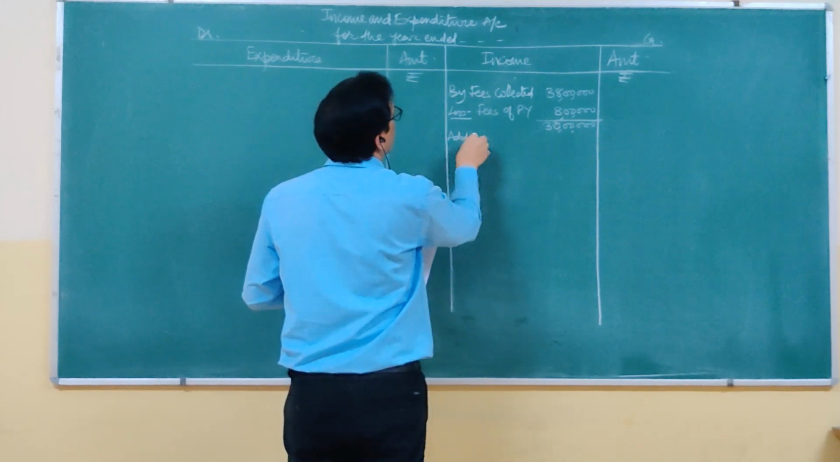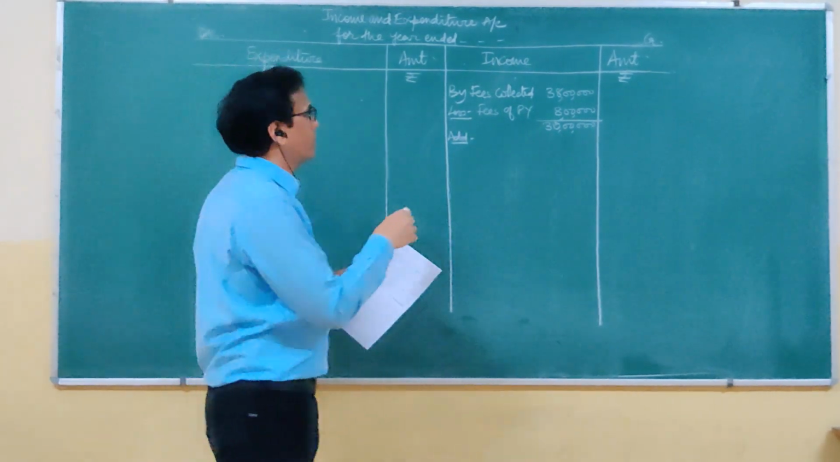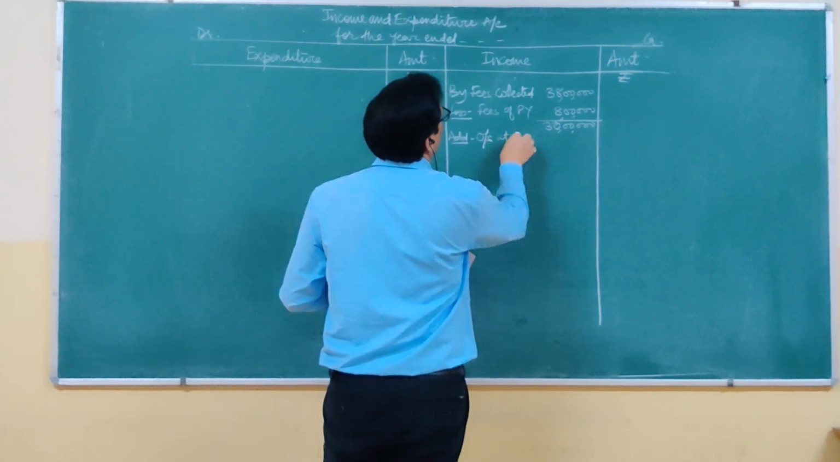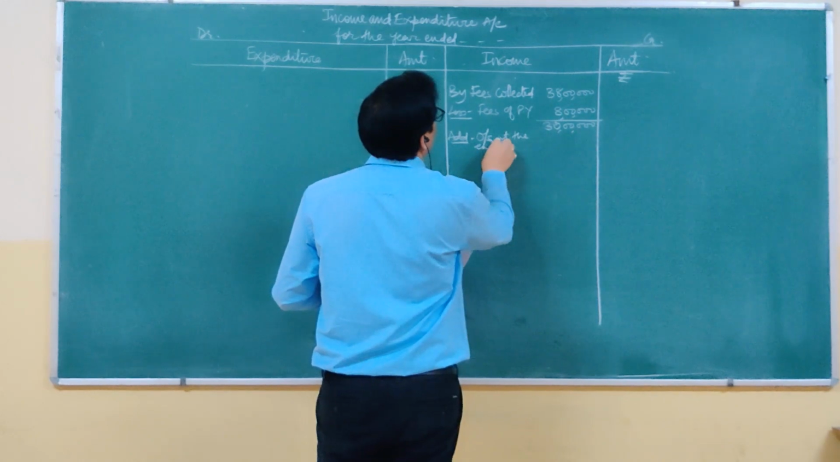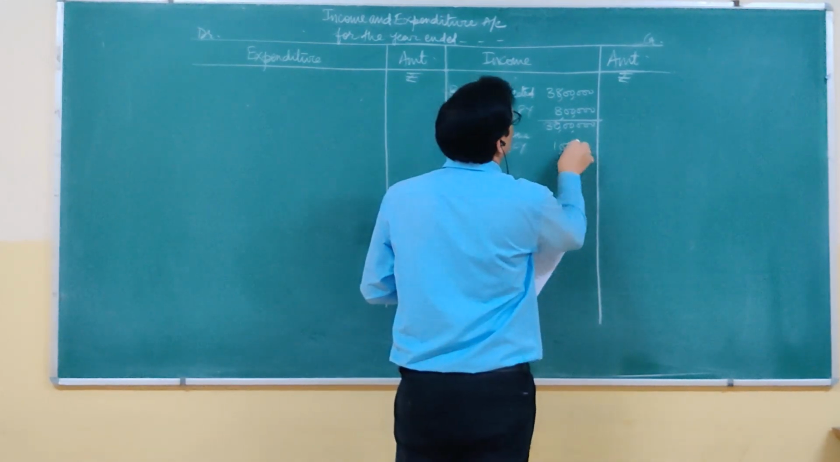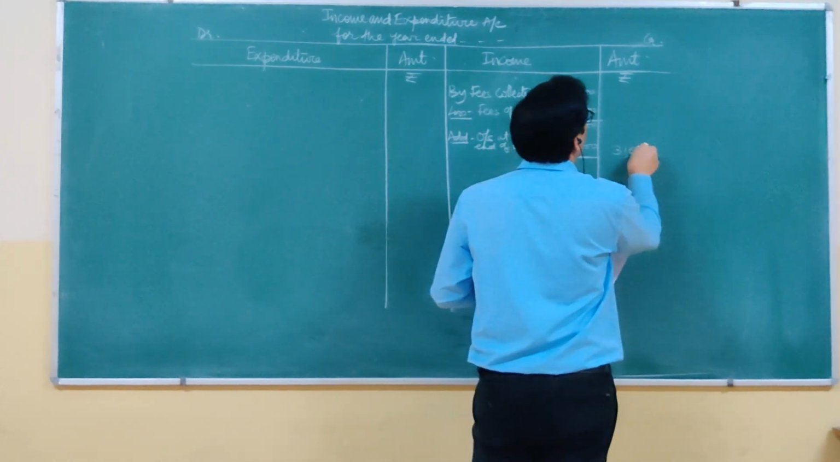Add fees for the year outstanding. For the current year, some fees is outstanding also. So outstanding at the end of current year. This is 1 lakh. So total amount is 31 lakh.